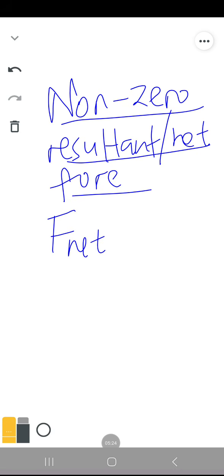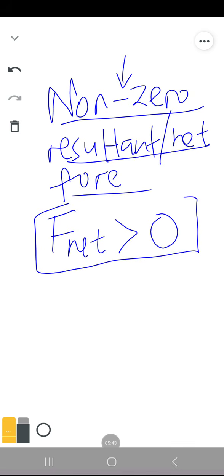If you're saying it's non-zero, it can be more than zero, for example. Any number which is greater than zero is a non-zero. So in this scenario, you must know that whenever your net force is more than zero, it's no longer in equilibrium. I'm going to explain what this equilibrium means. There's what we call equilibrium.